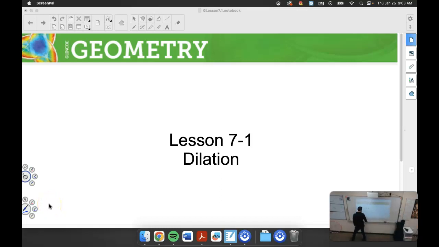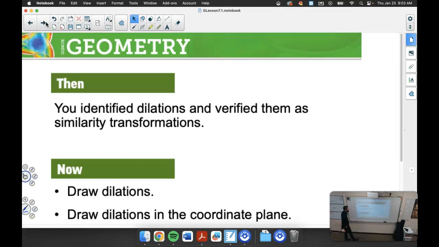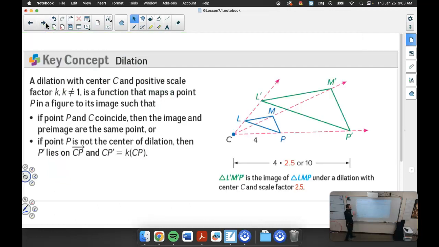So, dilation. All right. We're going to talk about how to draw them and talk about similarity. The idea of dilation, this is a lot of words. What they're saying is this, okay? When we dilate something, there is always a center of dilation and then an amount that something dilates.